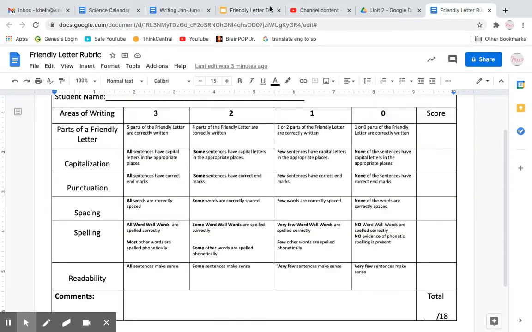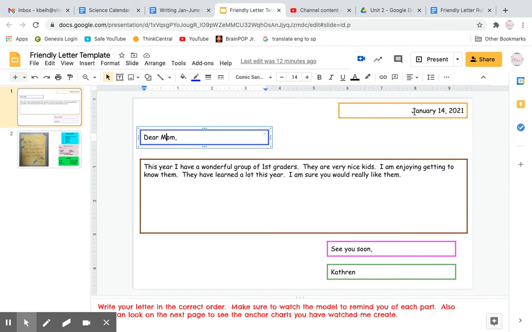Capitalization. Do I have capitals where they belong? January, the name of my month, has a capital. The person I'm writing to has a capital letter. Dear has a capital. The first letter in my closing has a capital. My name has a capital. And then my sentences. I start my sentence with a capital letter. Then here's my period. Then I start again with a capital, period, capital. So I want to check to make sure that I have capitals where they belong.